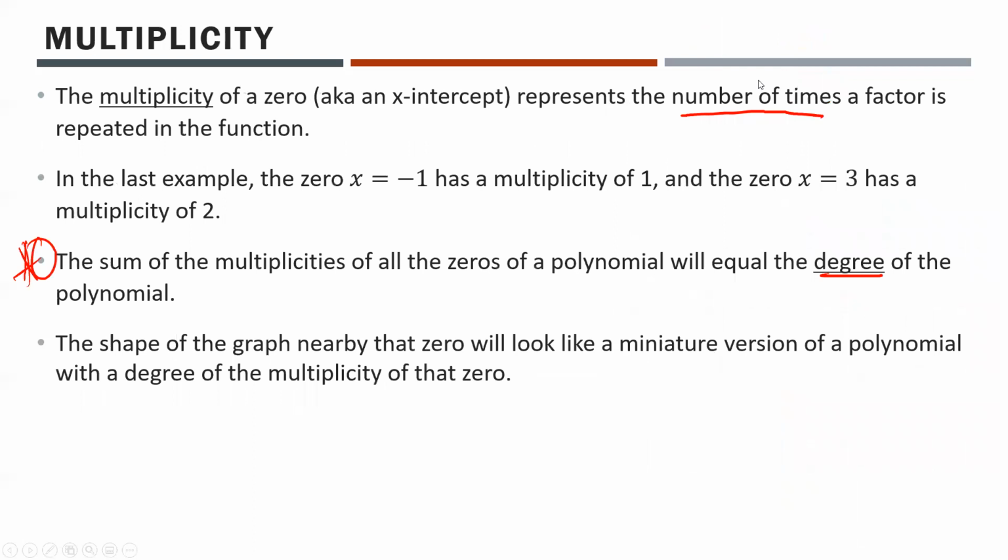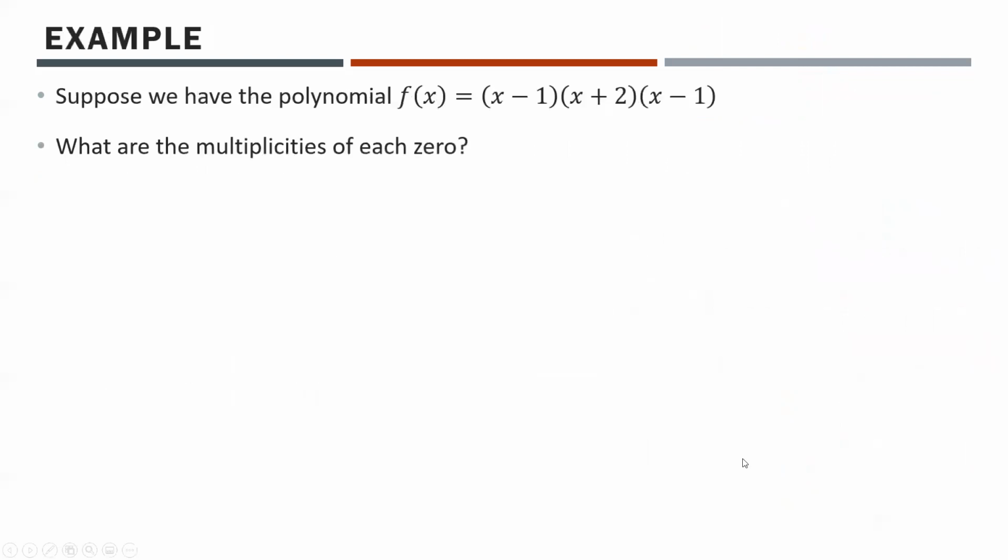Now, the shape of the graph nearby that 0 will look like a miniature version of the polynomial with a degree of the multiplicity of that 0. Kind of like what I was saying on the last one, because we had that one 0 where x is equal to 3, the binomial itself looked like x minus 3. Because that was squared, just around that region, it looked like a little miniature x squared function, just for your own interest there. Anyway, here's an example.